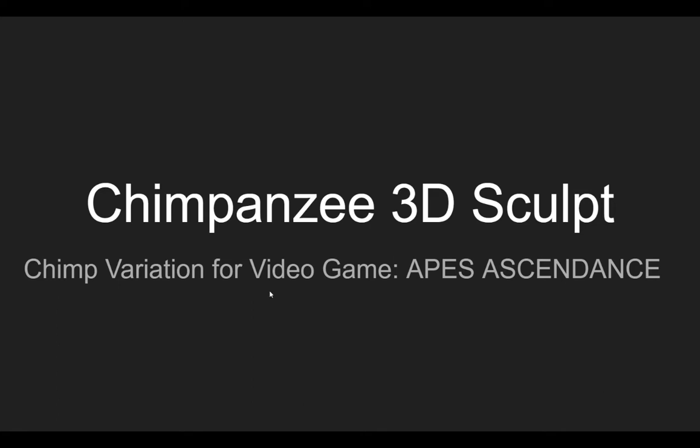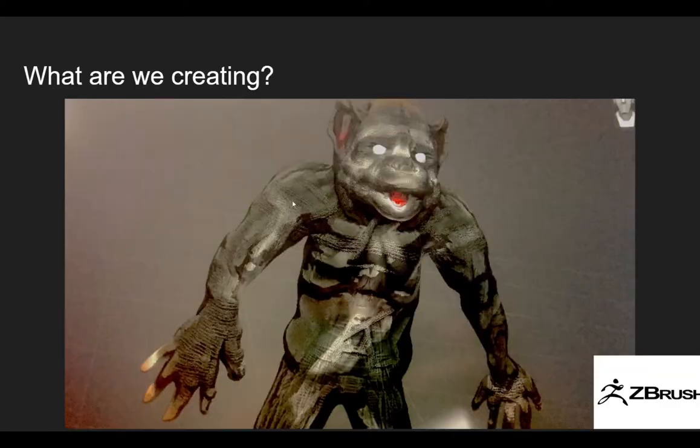So welcome to this Chimpanzee 3D Sculpt tutorial. We're going to create a chimp variation for a video game, Apes Ascendance. And this is the chimpanzee we're creating. It's a variation. We're using ZBrush.